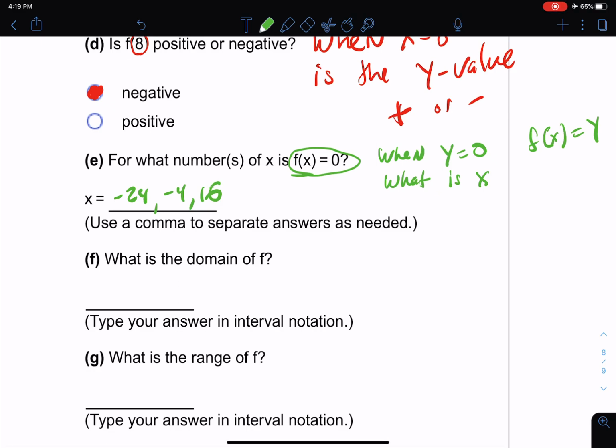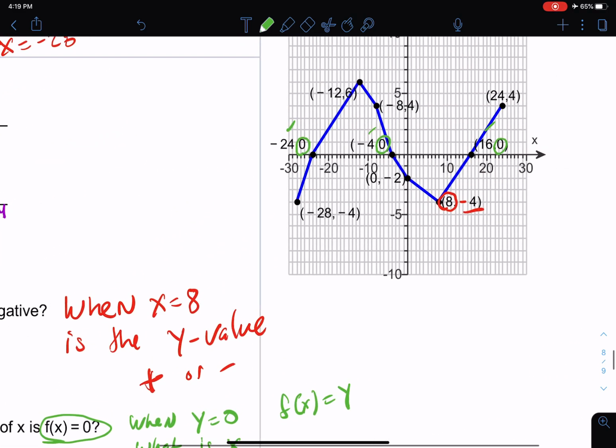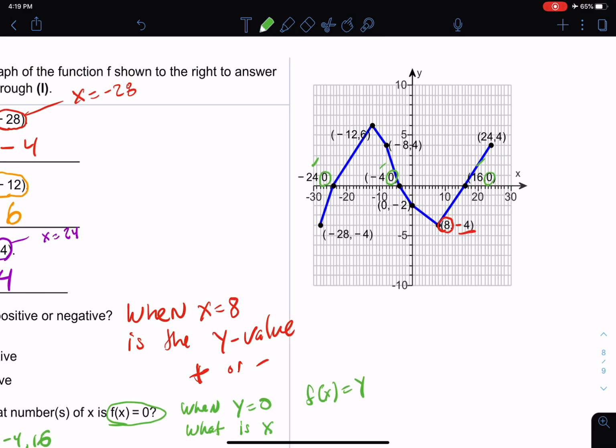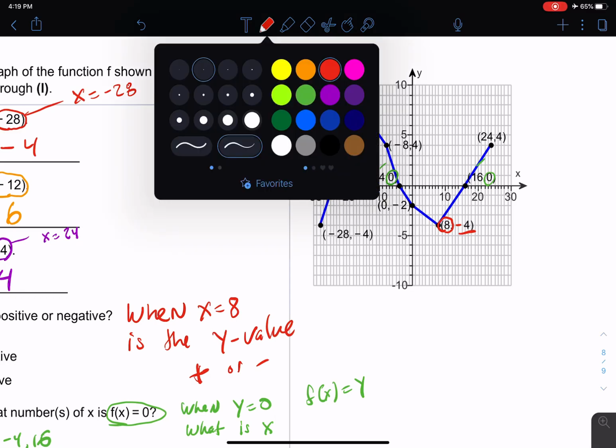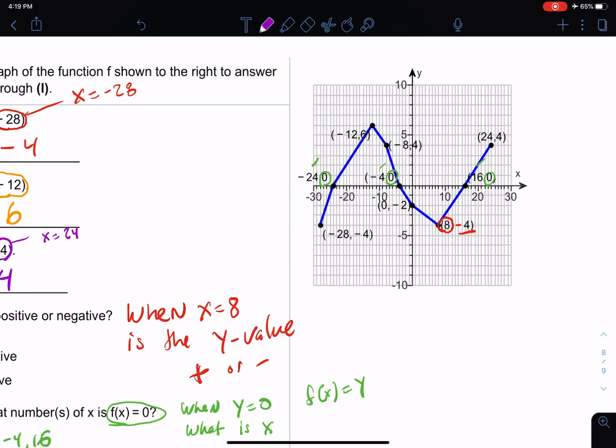What is the domain of f? Let's see if we can just look at this. Okay. Well, this doesn't have arrows on it. This changes everything. So the smallest x value that I see here, let me use another color since I've already used red. Let's use purple. The smallest x value I see is right there, and it comes from that point right there.